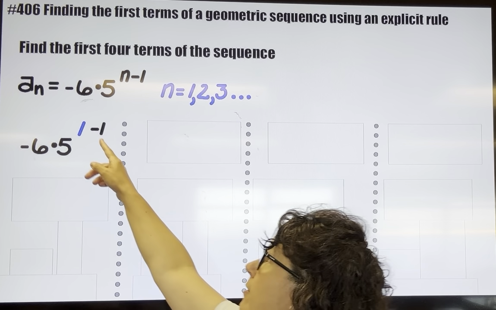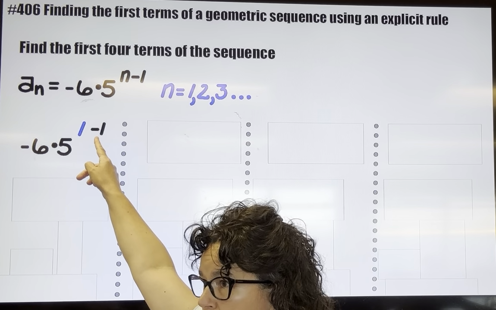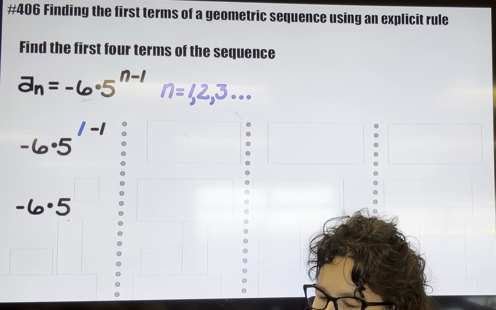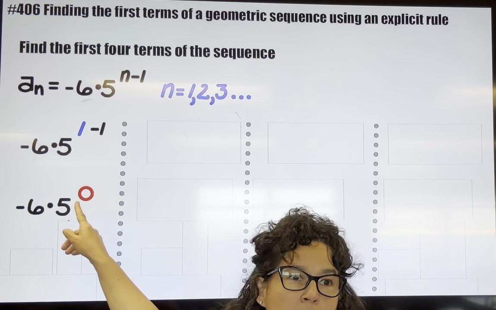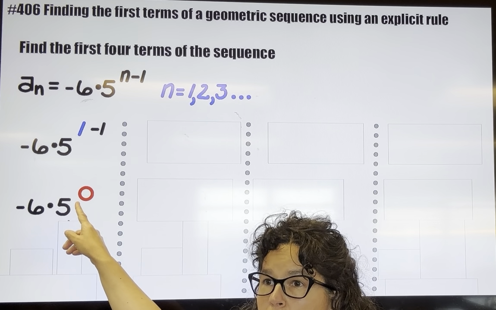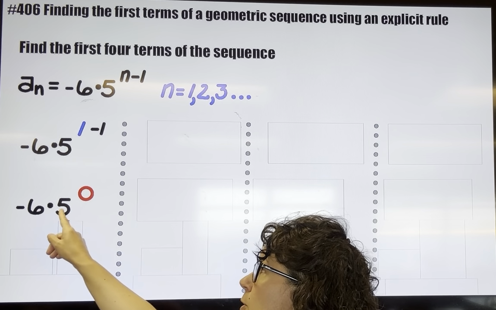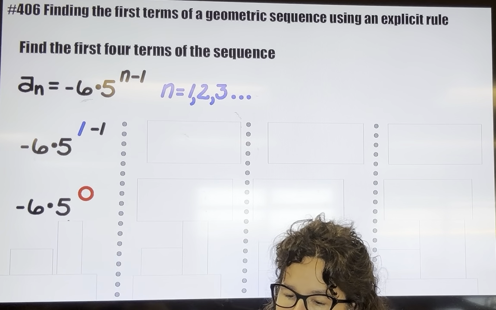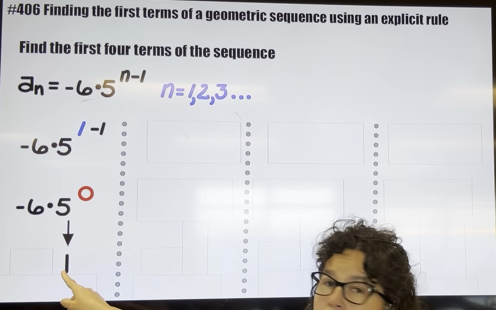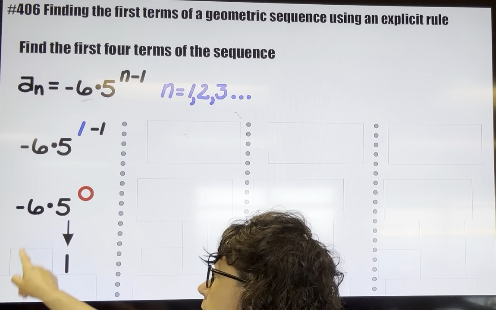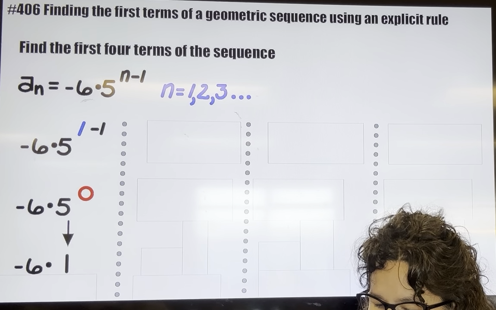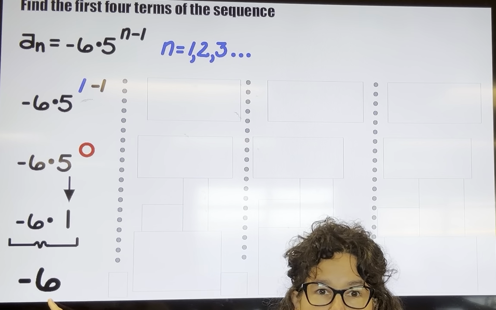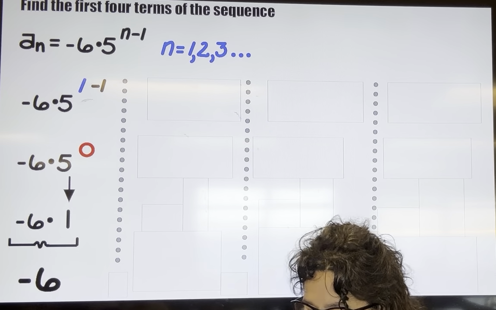Okay, then we want to find the answer to the exponent first. 1 minus 1 is 0. So this is now going to be to the 0 power. Then the next thing we want to do following PEMDAS is we want to do exponents before multiplication. Anything to the 0 power is equal to 1. There's still a times negative 6 out front. And negative 6 multiplied by 1 is negative 6. So that's my first one.